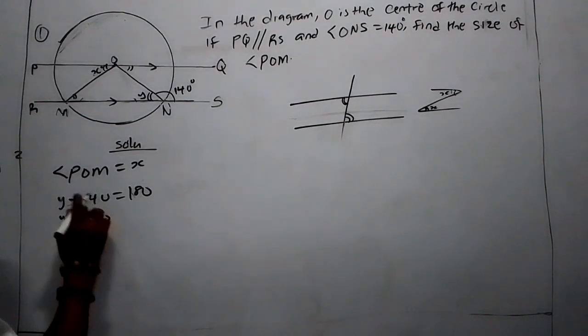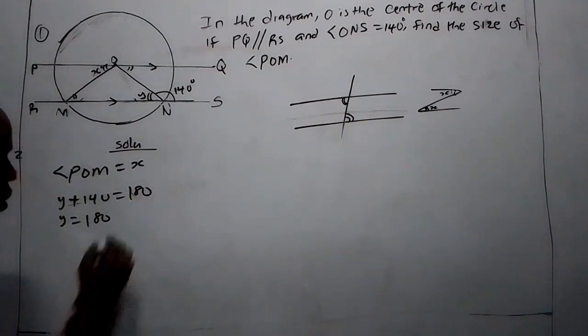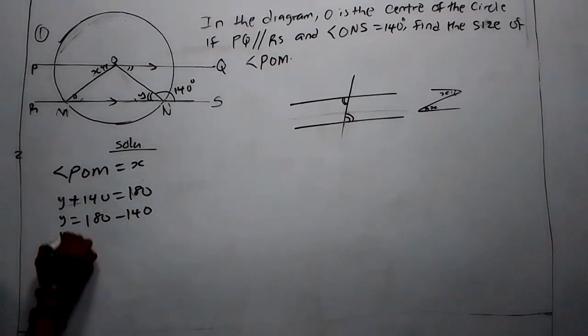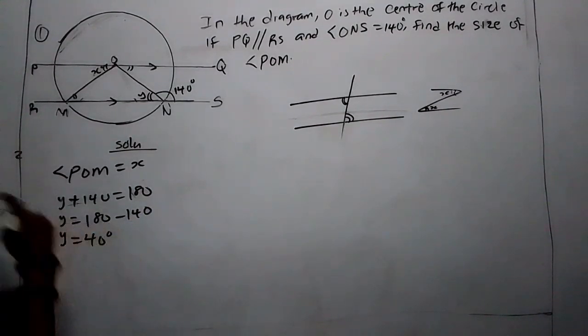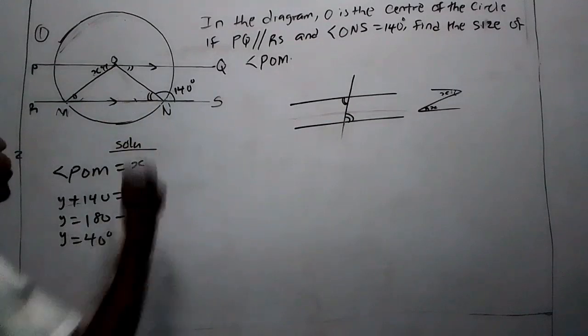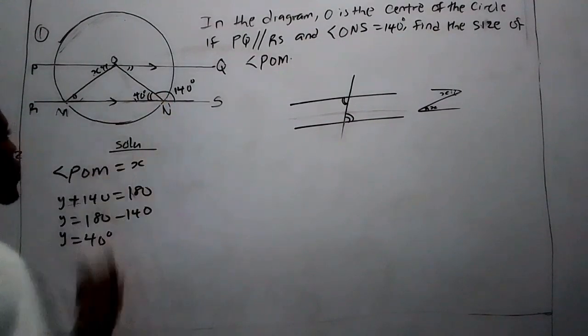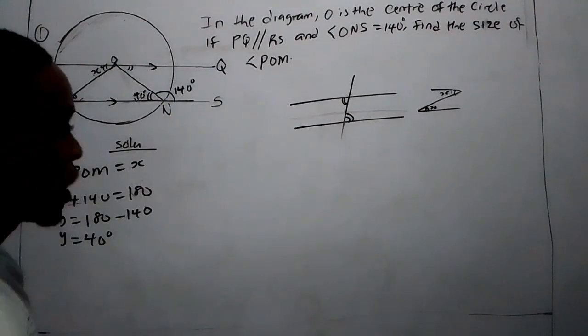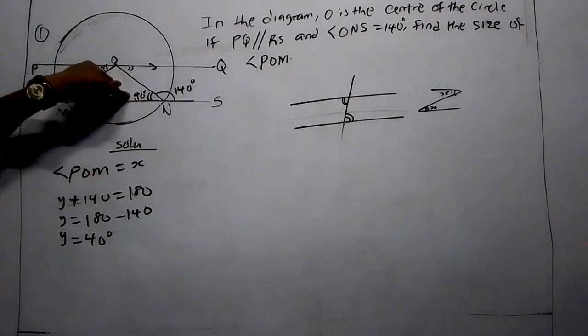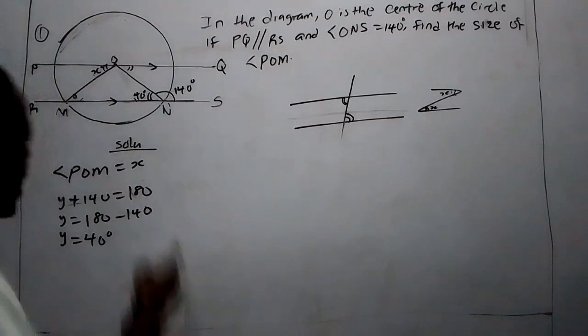So we want to make y the subject: y is equal to 180, taking 140 to the other side gives minus 140. So 180 minus 140, we have y equal to 40 degrees. So you have 40 degrees here. Do you understand now? So let's go further.